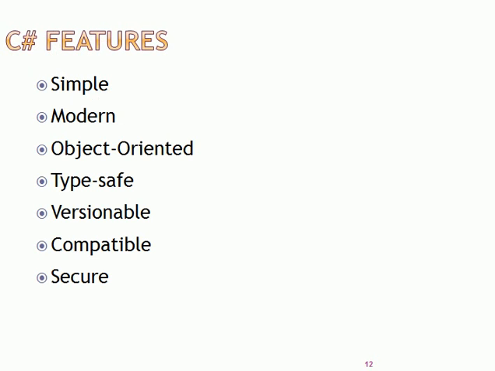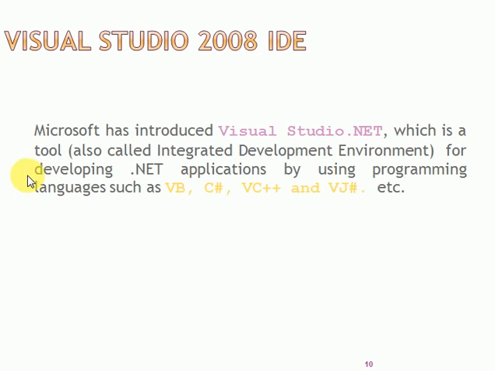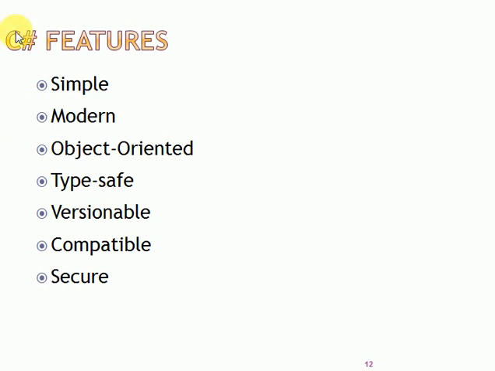C#. Microsoft C# is pronounced as C Sharp, developed by Microsoft Corporation USA. It is a new programming language that runs on the .NET framework. C# is simple, modern, type-safe, and object-oriented. C# code is compiled as managed code and combines the best features of Visual Basic, C++, and Java. So next is C# features: simple, modern, object-oriented, type-safe, versionable, compatible, secure.